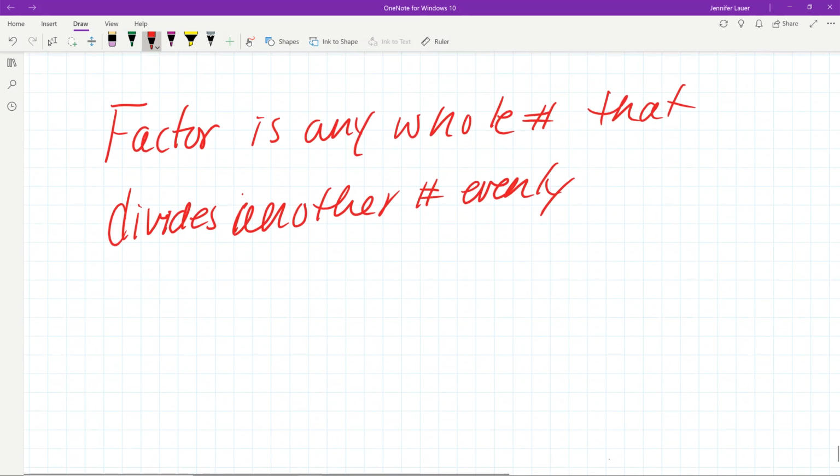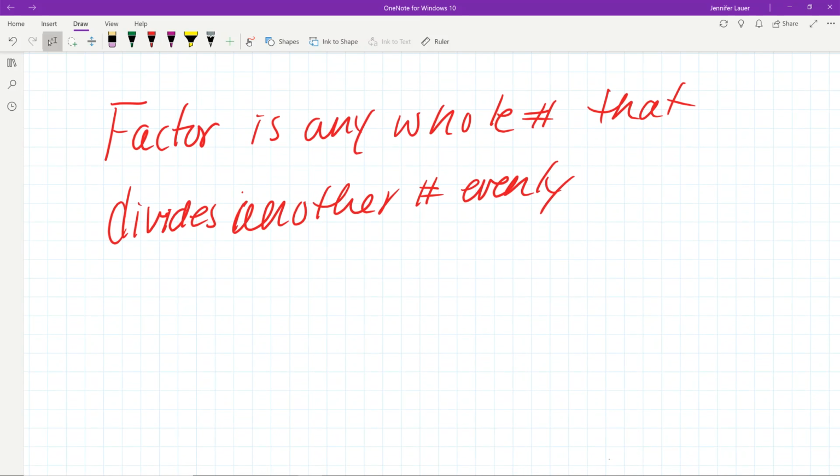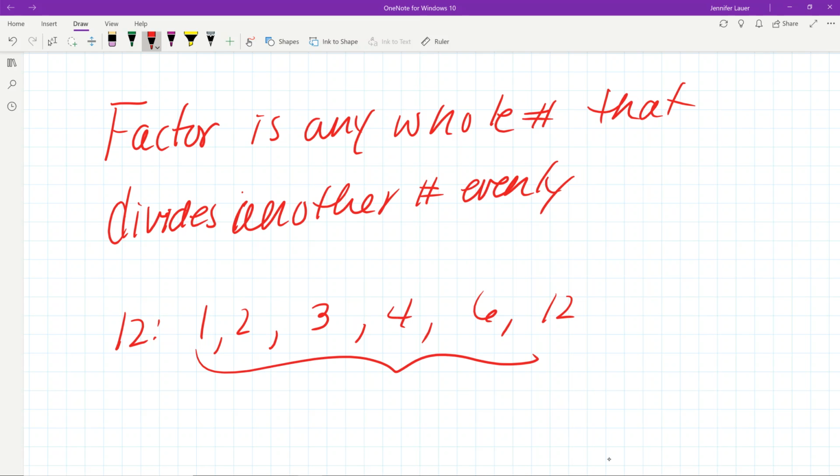Okay, so let's talk about factors. If we were going to list all the whole factors of 12, we would say 1 and 12 because 1 times 12 is 12. Then we would say 2 and 6 because 2 times 6 is 12. And then we would say 3 and 4 because 3 times 4 is 12. So these are the factors of 12.